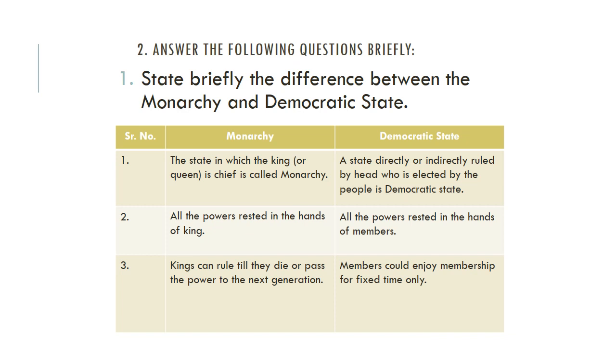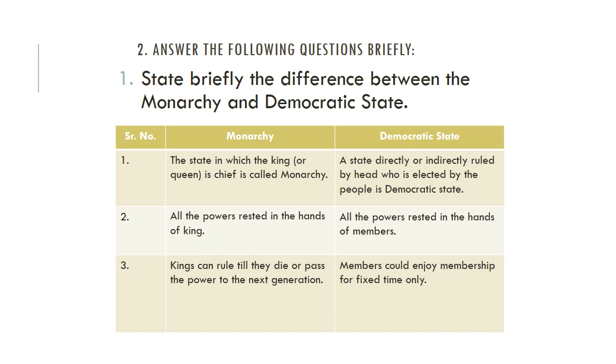First difference is that monarchy has the king or queen as its chief, whereas in democratic state we have the person who is elected by the people. He is the main person and he is the chief. So the state in which the king or queen is chief is called monarchy. A state directly or indirectly ruled by a head who is elected by the people is a democratic state.